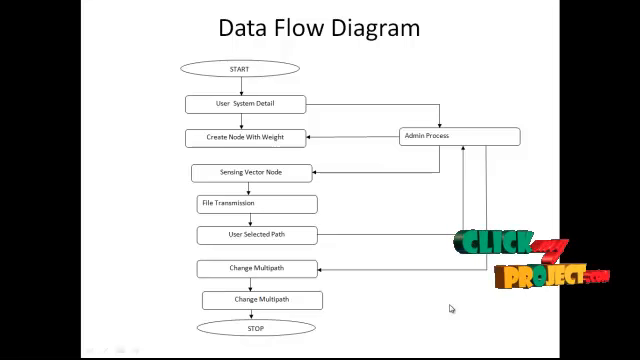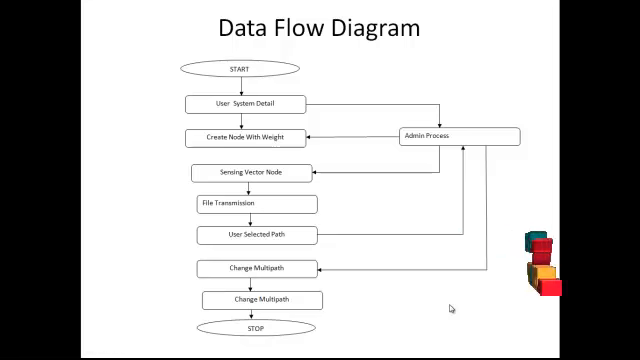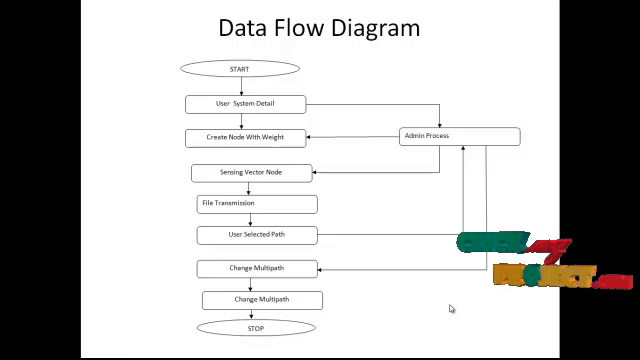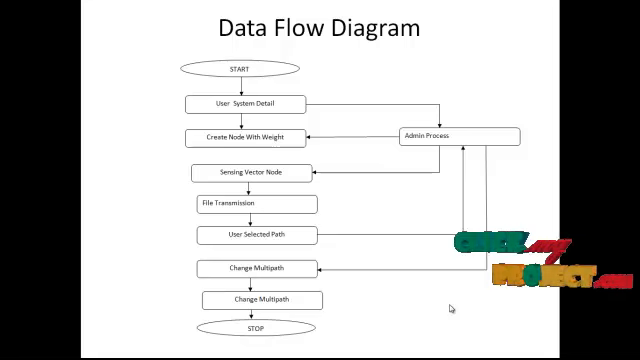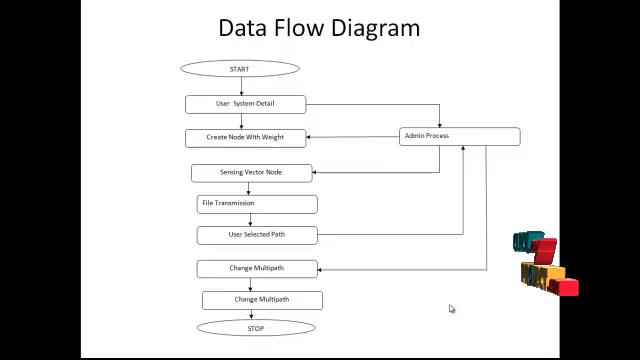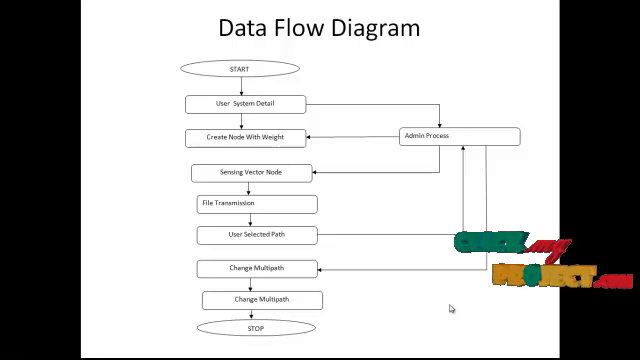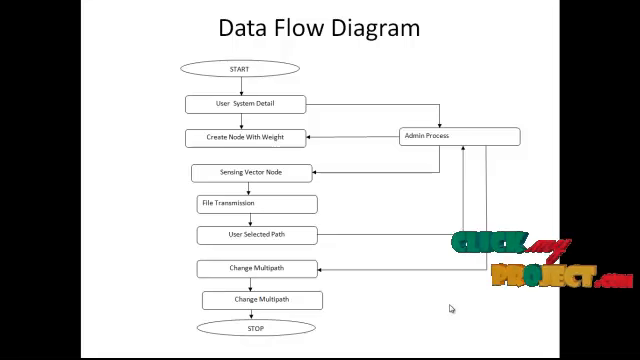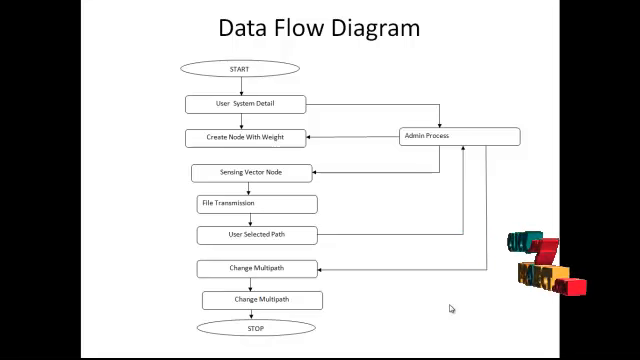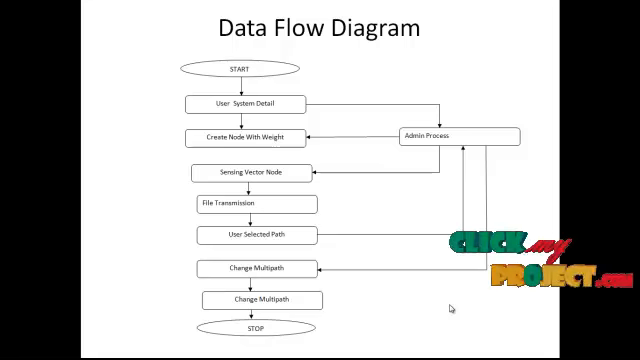Let us see our project data flow diagram. We can start the process. First, in user system detail, we check the user system network information: how much signal the user system gets and the speed, because file transfer depends only on network speed. The next process is create node with weight. Every node is created and can be placed anywhere, dynamically. It is calculated on the x-axis and y-axis for every node.